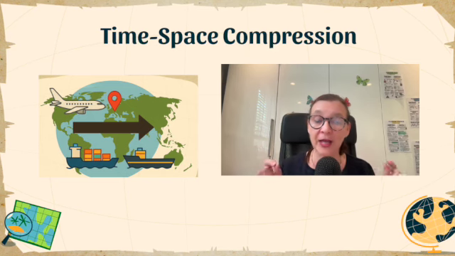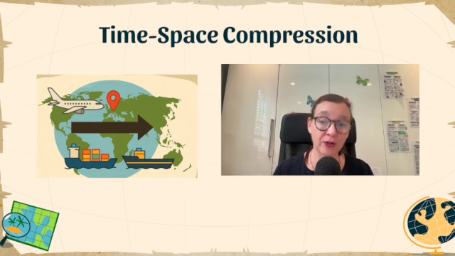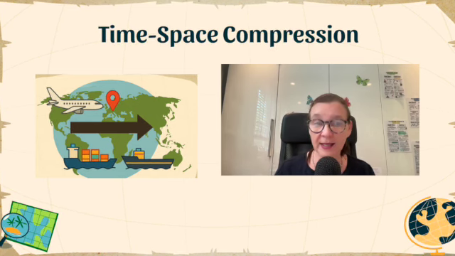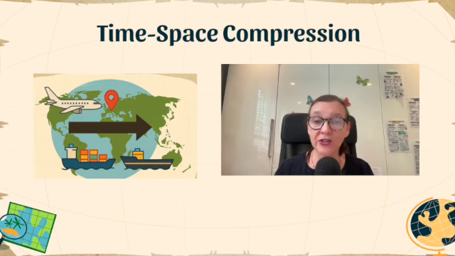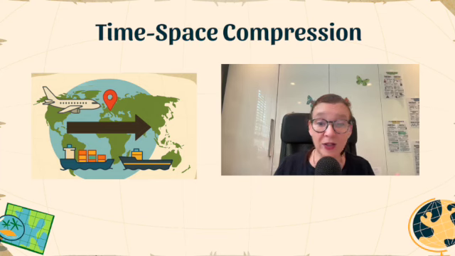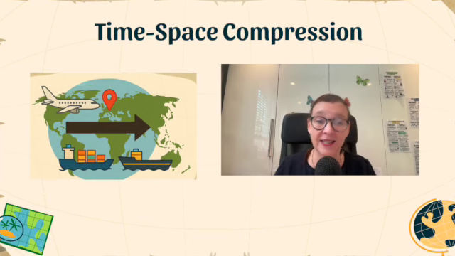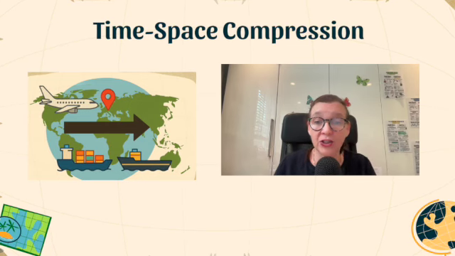Why does this matter? This process is a major driver of globalization. It allows for faster cultural exchange, economic transactions, and political interactions across the globe. It makes global connections feel local. Here's a simple example. A Zoom meeting between New York and Tokyo happens instantly. Something that once would have taken weeks through mail. That's time-space compression in action.